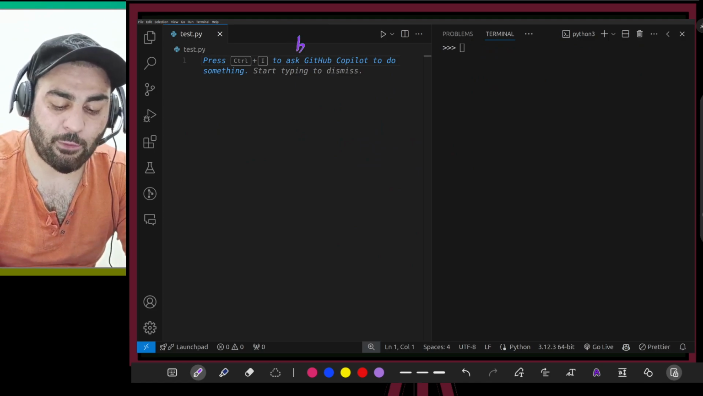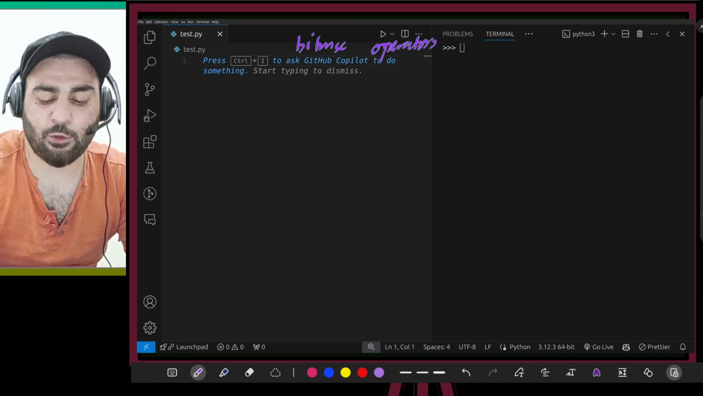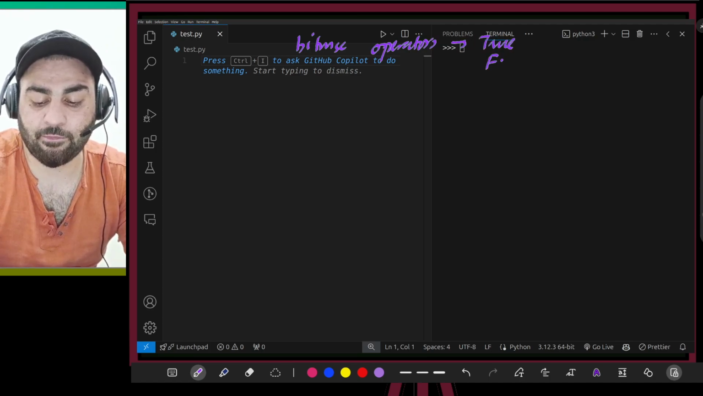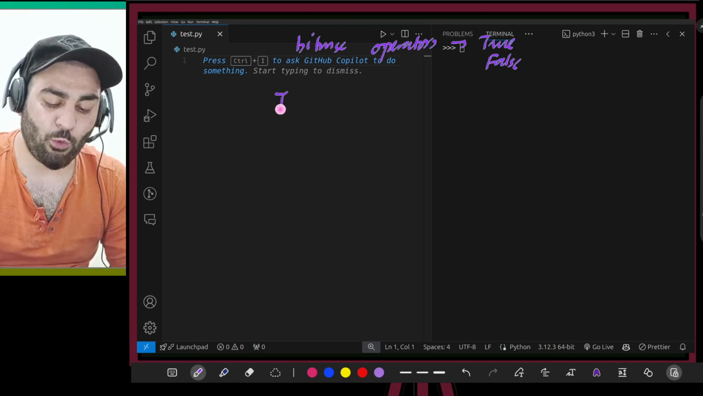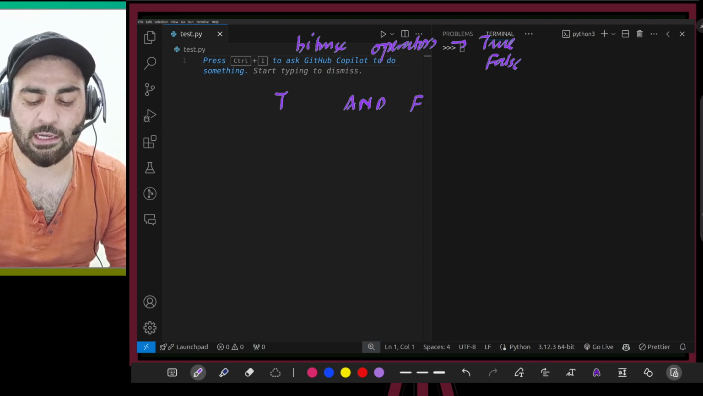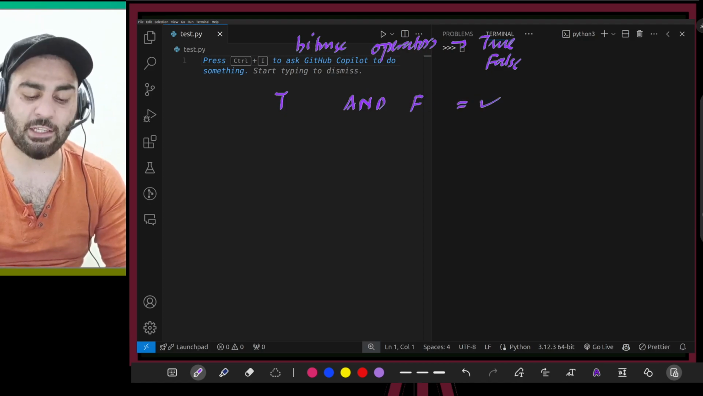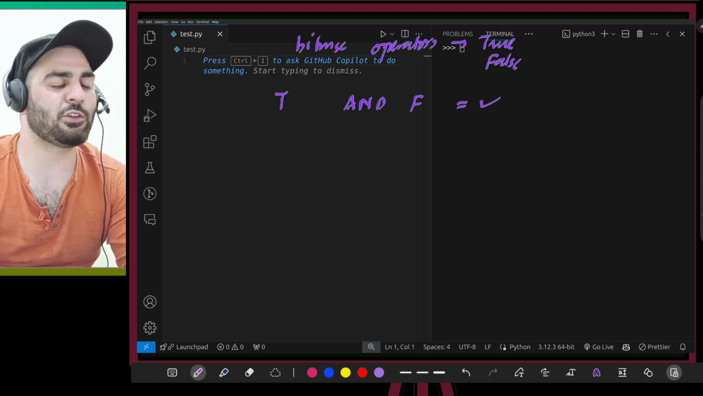So here the bitwise operators don't answer true or false. That is what logical operators do. Logical operators get true and false as input, and they give you true or false. Actually, at the bit level, they give 1 and 0, and 1 and 0 basically mean true and false.